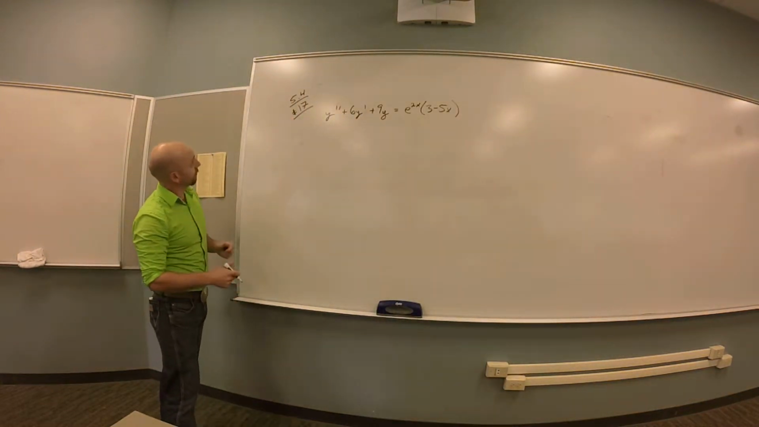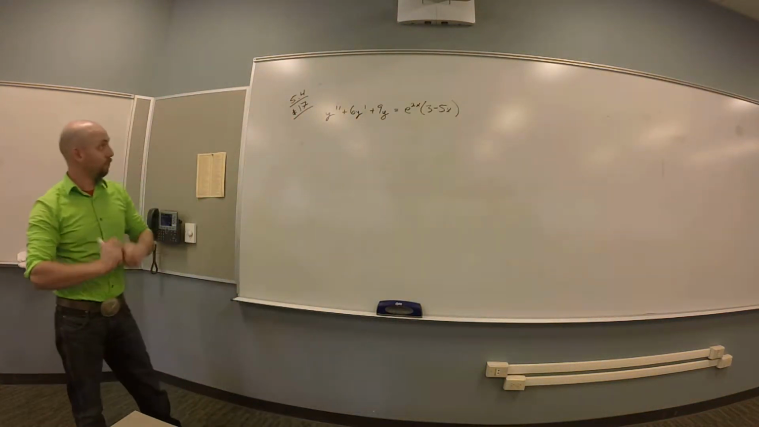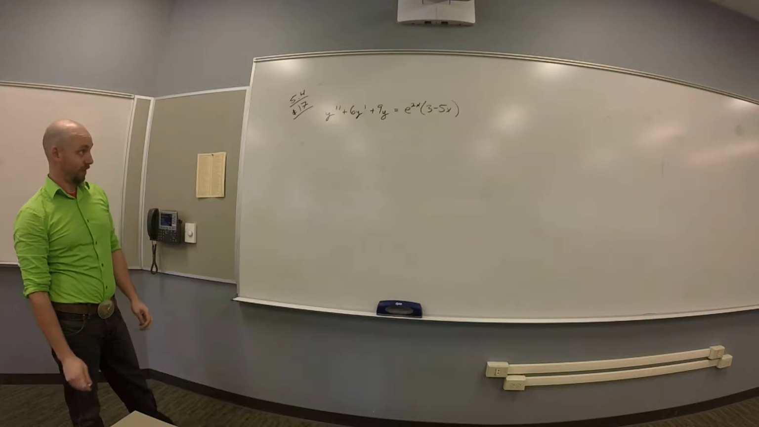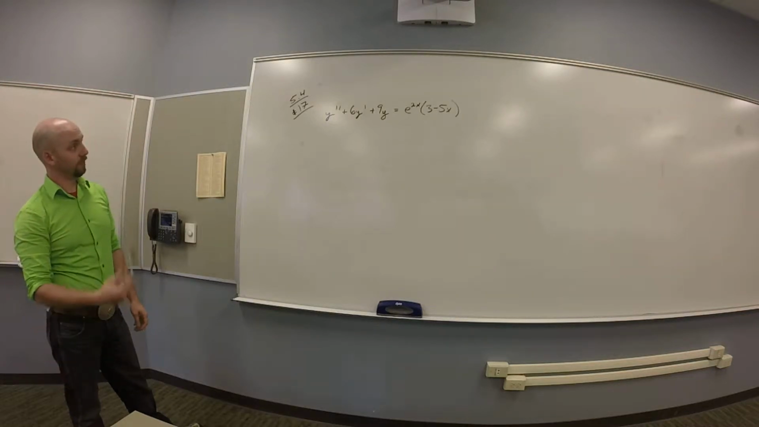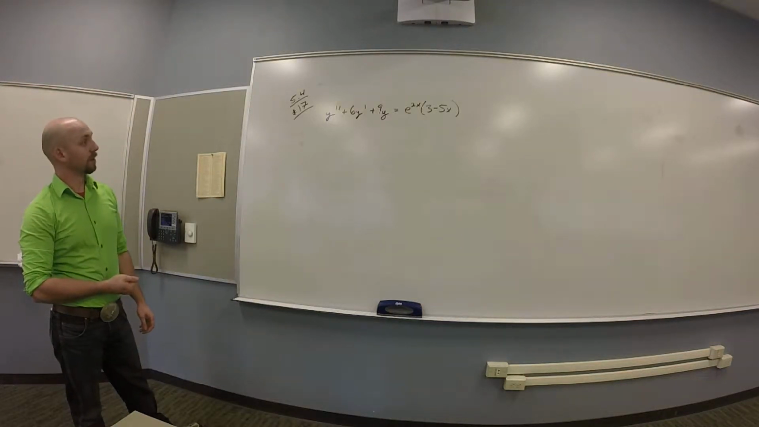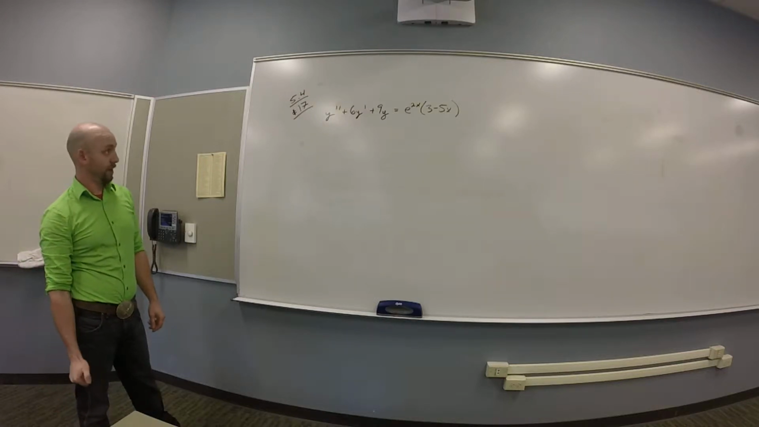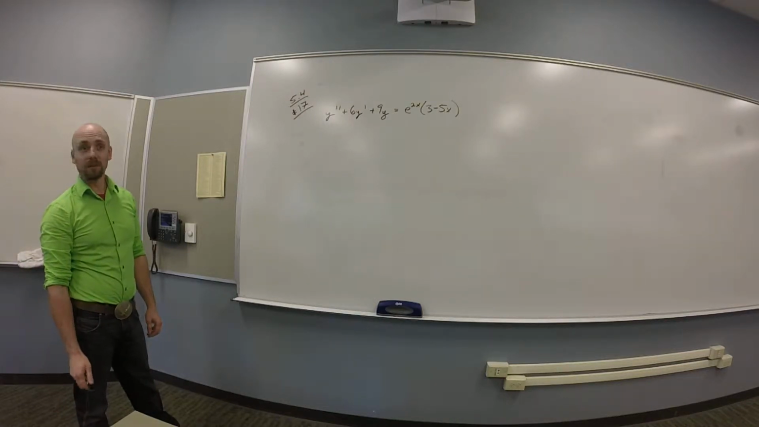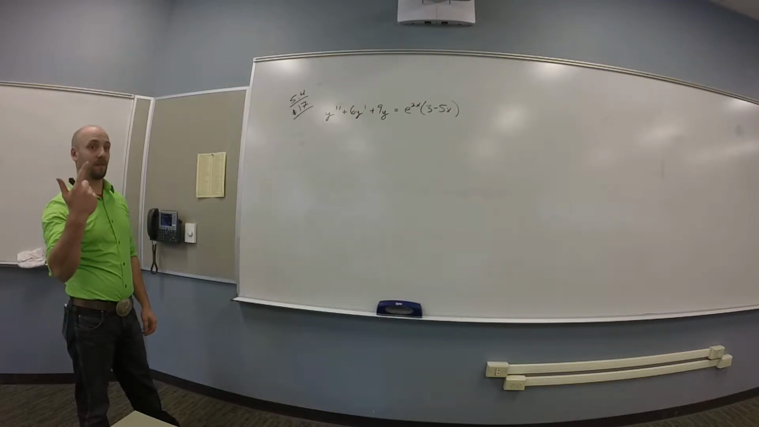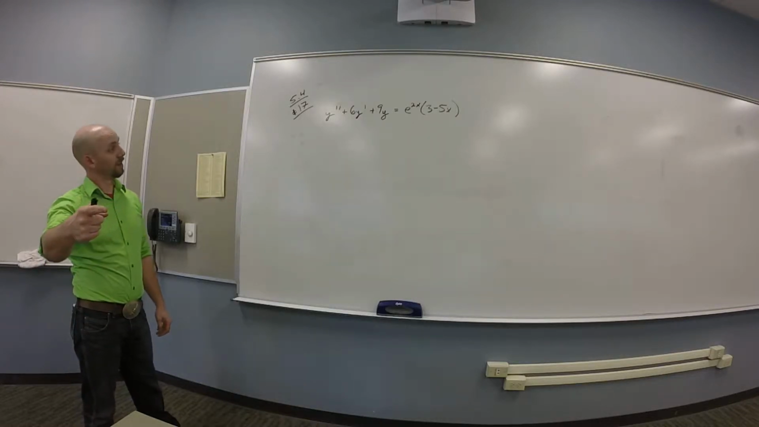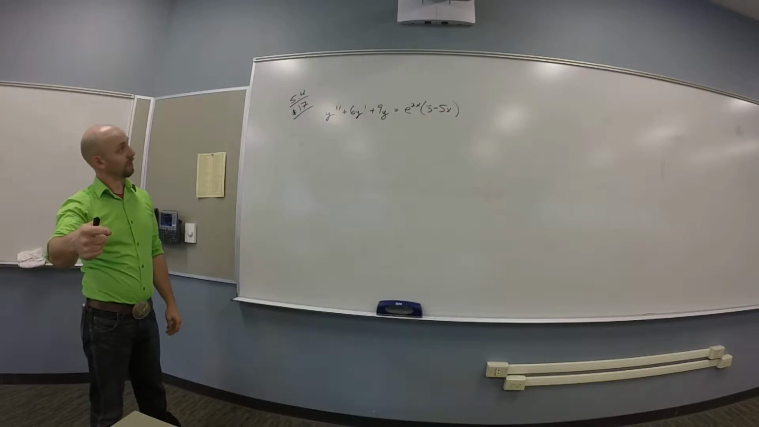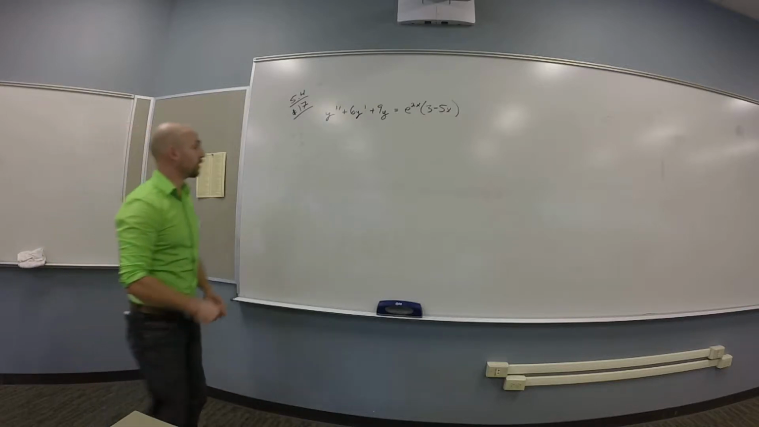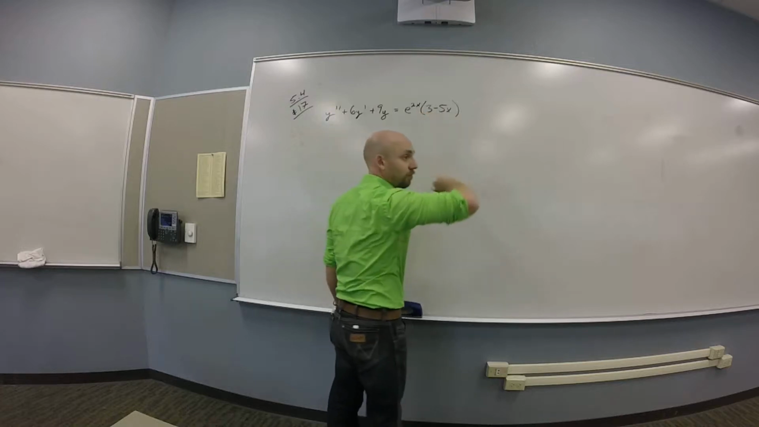So to do 17 and 5.4, I have y double prime plus 6y prime plus 9y equals e to the 2x times the quantity 3 minus 5x. What do you do with this? Well, you can split the right side into 3e^(2x) minus 5x e^(2x). That would at least simplify the piece. Okay, you could distribute this through.